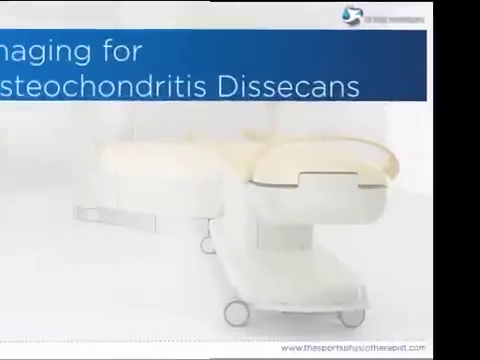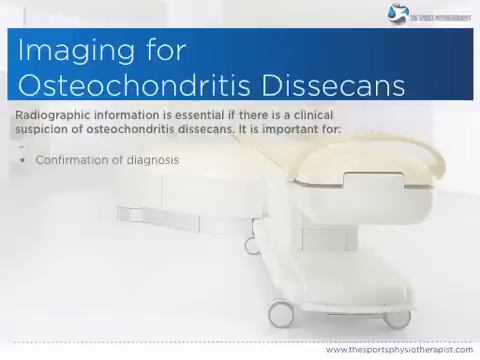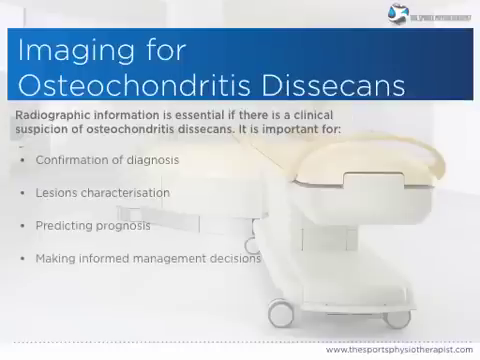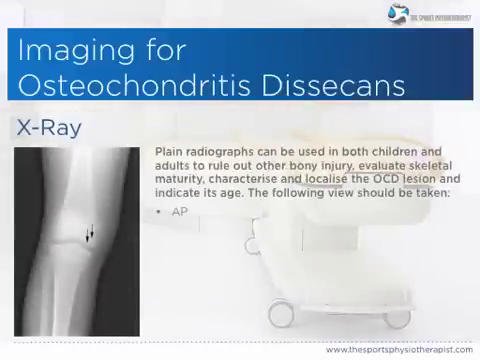Now to imaging for osteochondritis dissecans. Radiographic information is essential if there is a clinical suspicion of osteochondritis dissecans. It is important for confirmation of diagnosis, lesion characterization, predicting prognosis, making informed management decisions, and assessing the recovery and healing during treatment. In terms of X-ray, plain radiographs can be used in both children and adults to rule out other bony injury, evaluate skeletal maturity, characterize and localize the OCD lesion, and indicate its age.